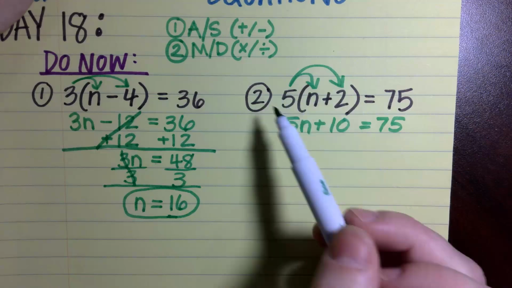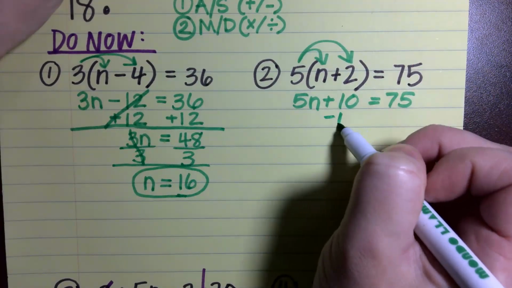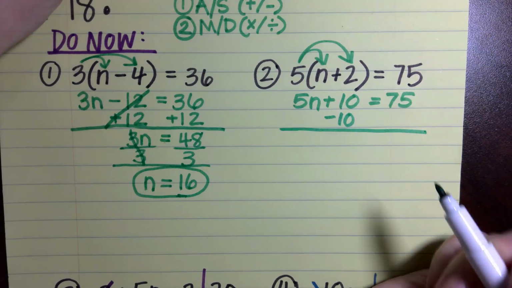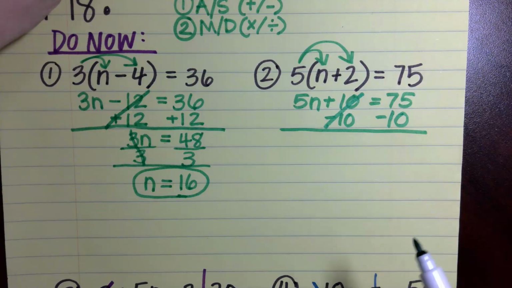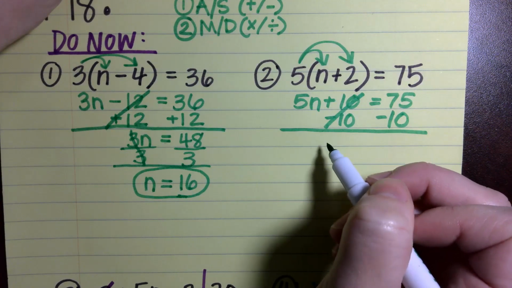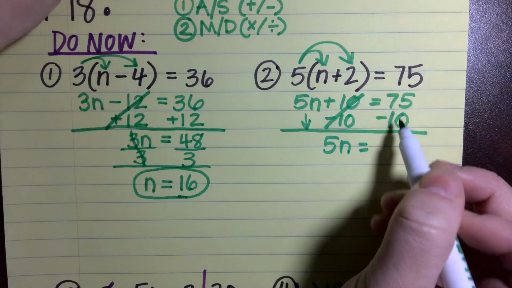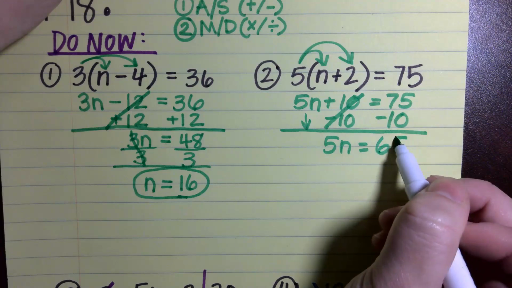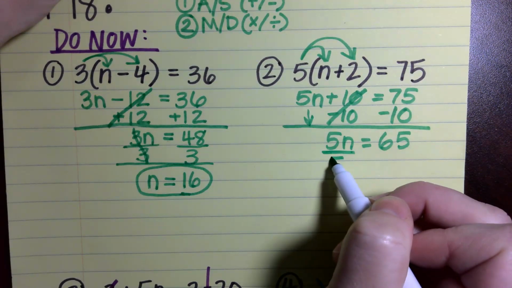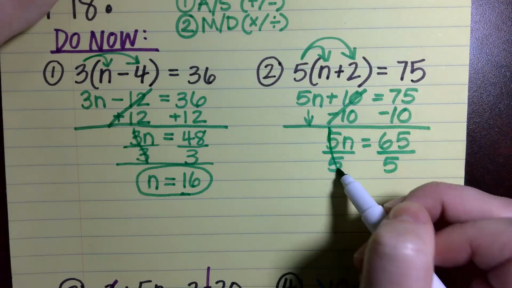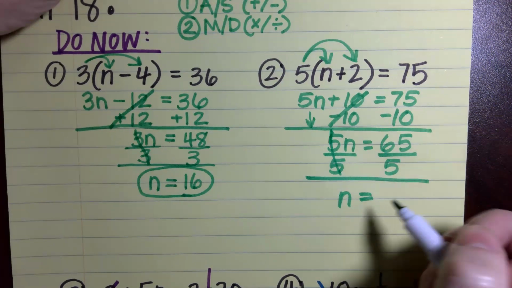Yes, good. Once we've gotten rid of that parentheses, we go back to addition and subtraction first. So minus 10, where else do I subtract 10? 75. Uh-huh. Good. Those cancel. Now what? 65 is the answer. You're gonna bring down your 5n. Okay, 5 times n equals 65. Good. All right, now what? You're gonna divide. Divide by 5 on both sides. N equals, what is that? 13. Is that what everybody got?